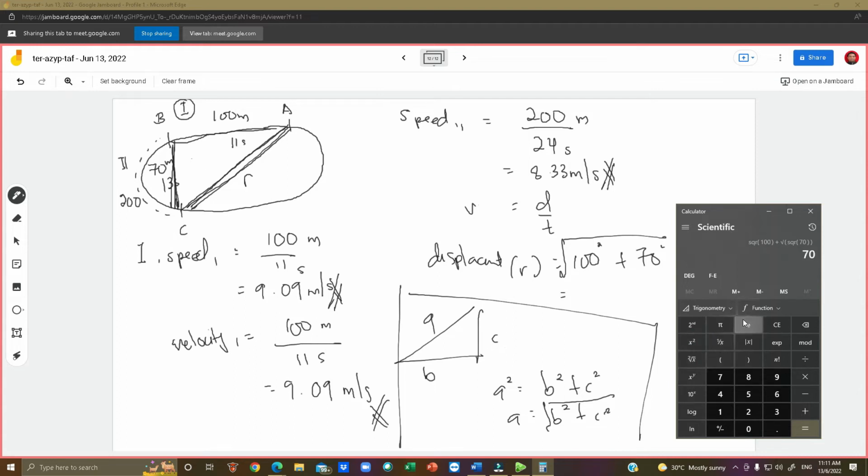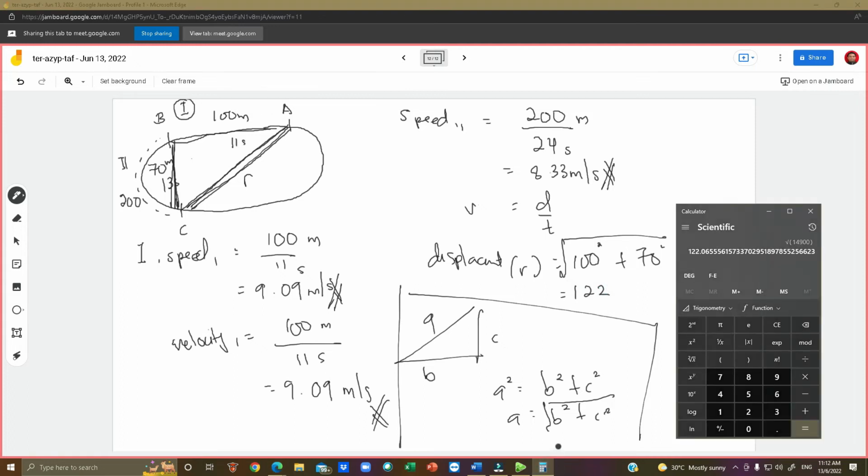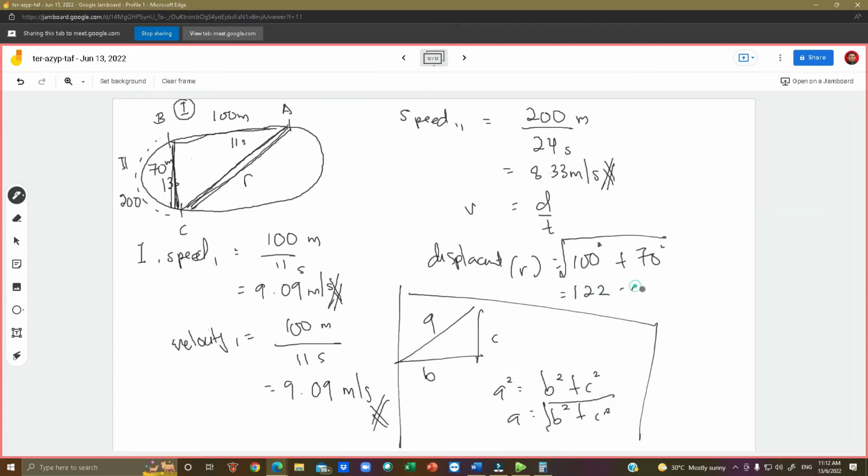Square root. Okay, so it seems right. 100 squared plus 70 squared is 14,900, square root. 122.07 meter. This is the displacement between A and C.